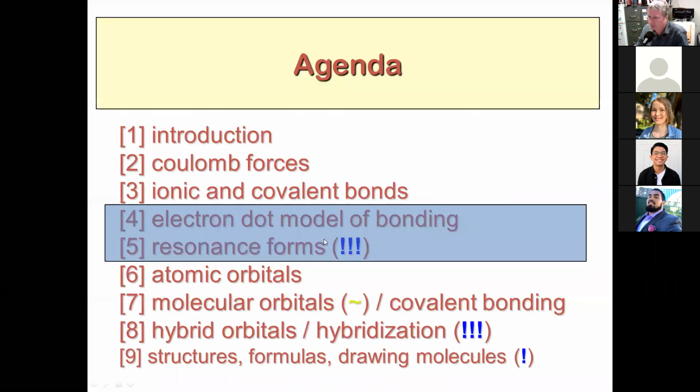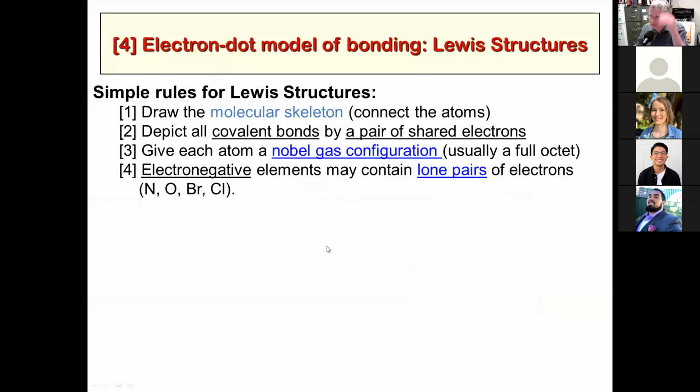Okay, electron-dot model of bonding. Talking a little bit more about organic chemical structure, the molecular skeleton, we want to talk about Lewis structures, which is one way to draw molecules. We're going to draw the molecular skeleton, connect the atoms, depict the covalent bonds with a pair of shared electrons, and give each atom a noble gas configuration. It's usually a full octet. Electronegative atoms may contain lone pairs as well. We have better ways to draw molecules, but as we're reviewing Gen Chem, you've got to review Lewis structures.